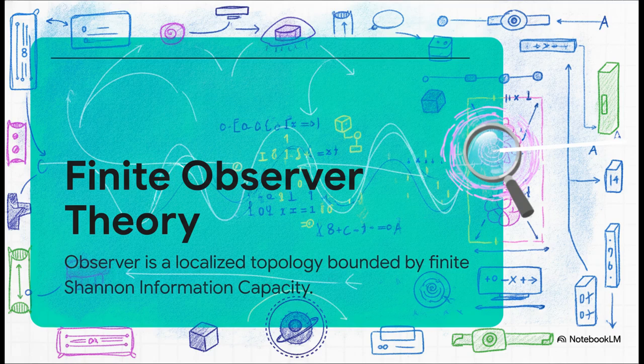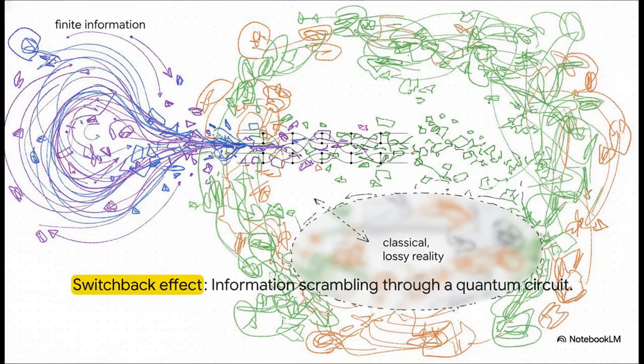It views reality not as evolving space-time, but as a static, relational geometry. In this framework, an observer isn't necessarily a human with eyes, it's any localized system bounded by a finite Shannon information capacity, meaning they have a strict computational boundary, a hard limit to the data they can hold. So when a finite informational agent tries to interact with an infinitely complex system, like information scrambling and spreading through a quantum circuit, it basically hits a wall. Because the observer has a finite capacity, it just cannot mathematically process the entire universe's microstates.